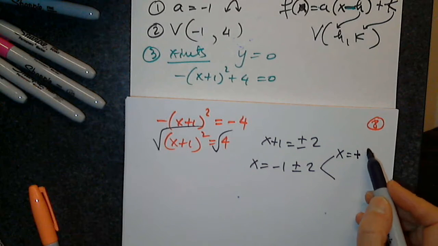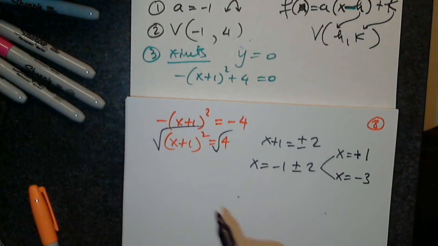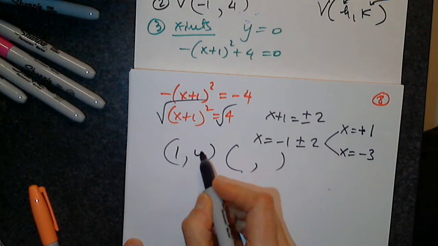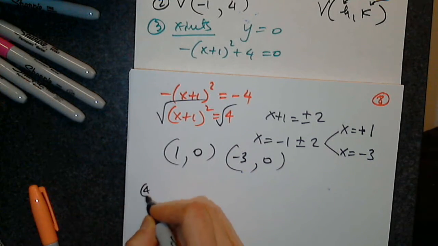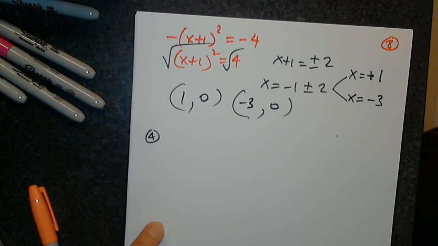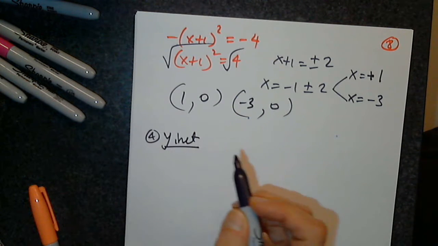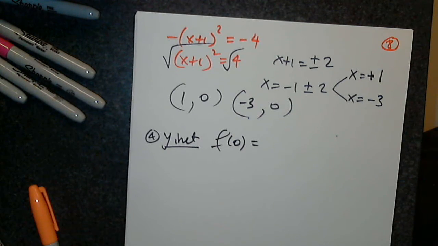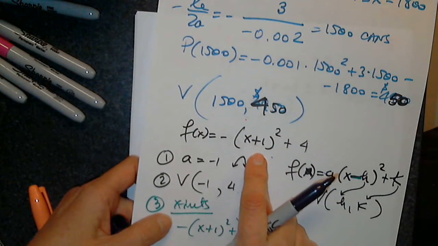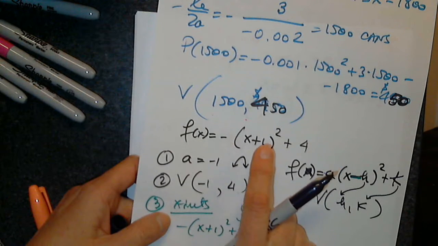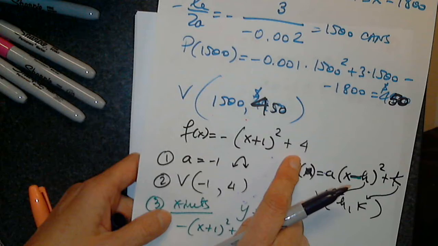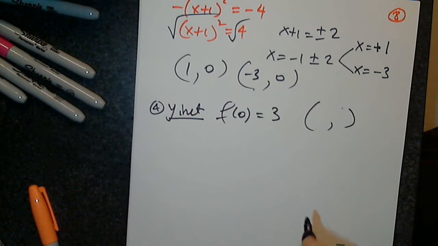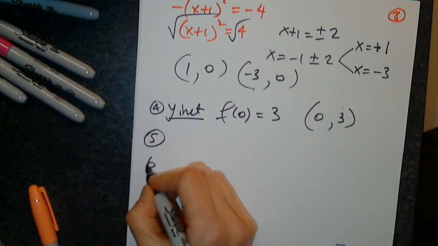1 and -3. Yes. So what are the solutions then? 1, 0 and -3, 0. Very good. Number 4, Y-intercept. Yes, I have to find f of 0. Let's do this together. 0 plus 1, 1 squared, 1 times -1, -1 plus 4. Good. So the ordered pair is 0, 3.